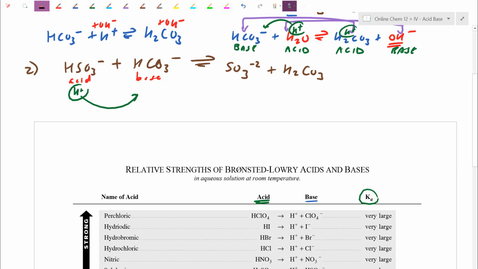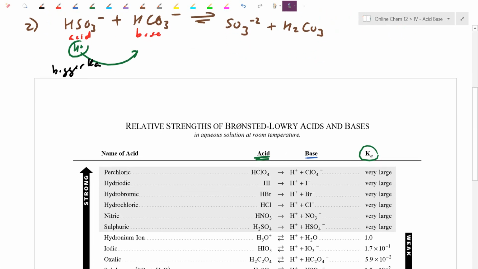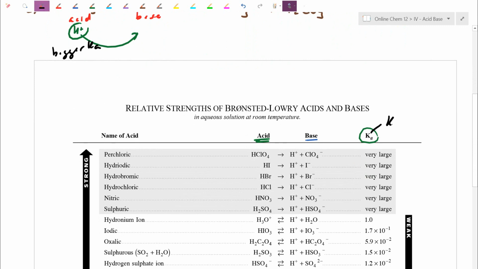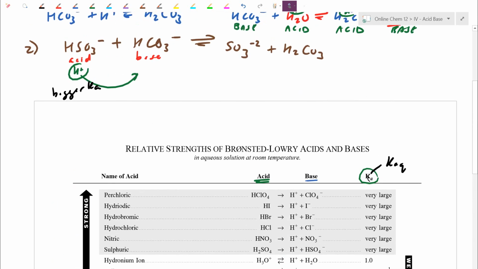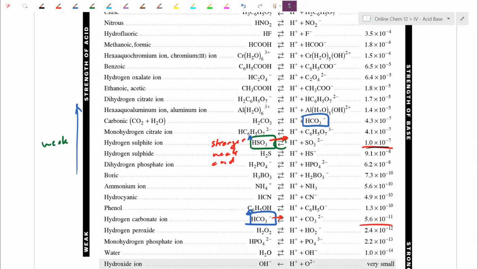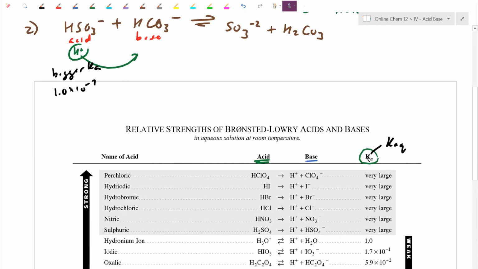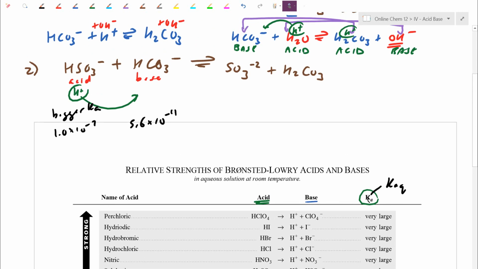This one here actually has a bigger Ka value. And I'm just going to hint at this here. We'll do a little bit more in tomorrow's lesson. The Ka value, the equilibrium constant, this essentially is Keq. The A is just for, it's an acid equation. The Ka value for HSO3 minus was 1.0 times 10 to the negative 7. For the HCO3 minus, which could also be the acid, this one here was 5.6 times 10 to the negative 11.